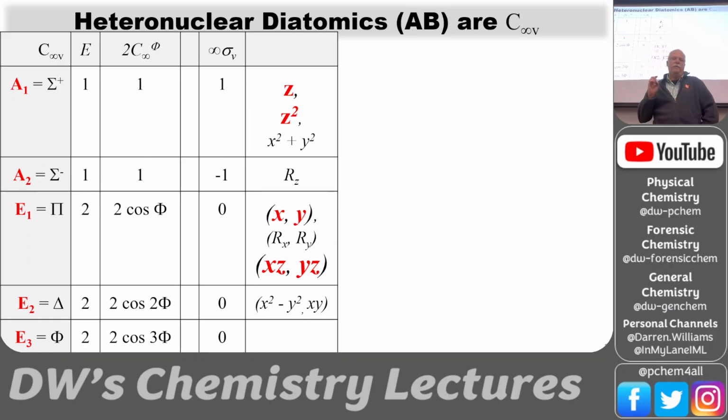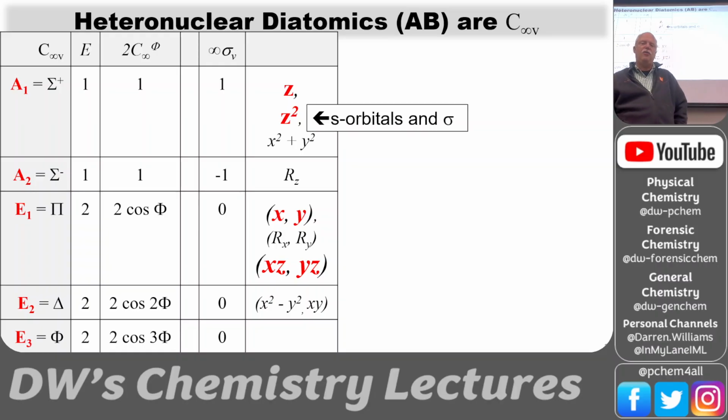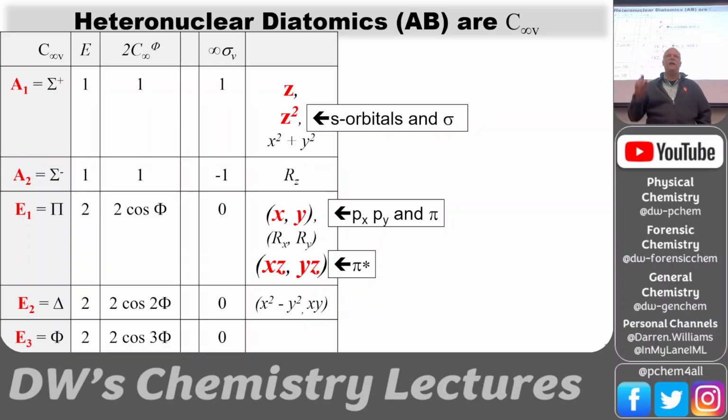And so we have different orbitals. S orbitals and sigma bonds will be z squared. The px, py, and pi bonding will be x and y type orbitals, so they'll be E1s. And then the pi star, that's that plus minus pattern that we see, would be these xz or yz symmetries, and those would also be E1. So if you were confused about those for this type of molecule, it's not going to matter because those both fall under E1. You'd still get the same symmetry.